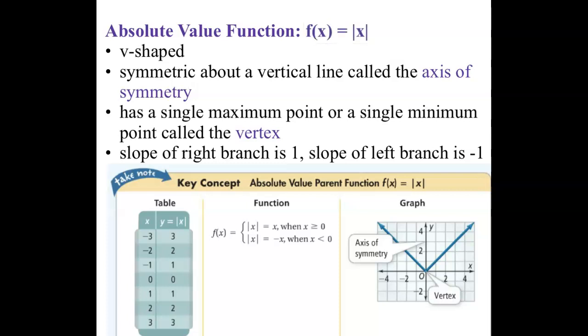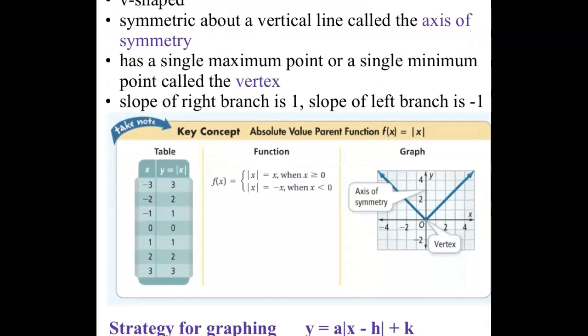So absolute value functions. Our parent function would just be y equals the absolute value of x, or f of x equals the absolute value of x. The shape of that graph is a V. Parabolas have more of a U shape, absolute values have a V shape. It is symmetric. There's a line of symmetry called the axis of symmetry that goes right through and cuts that graph into two mirror images. Just like a parabola has a line of symmetry.